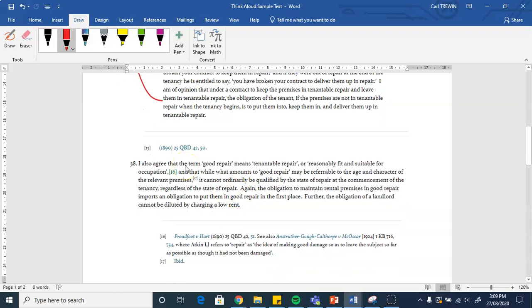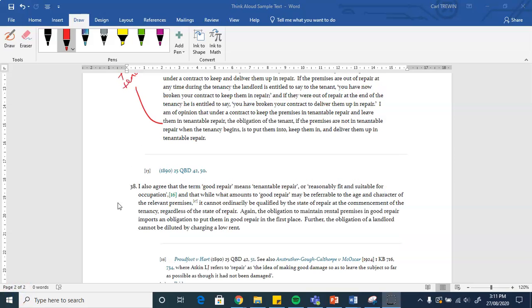I also agree that the term good repair means tenantable repair or previously fit and suitable for occupation, and that while what amounts to good repair may be referable to the age and character of the relevant premises, it cannot ordinarily be qualified by the state of repair at the commencement of the tenancy, regardless of the state of repair. Again, the obligation to maintain rental premises in good repair imports an obligation to put them in good repair in the first place. The obligation of a landlord cannot be diluted by charging a low rent.